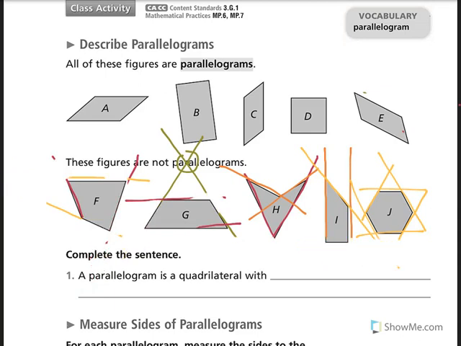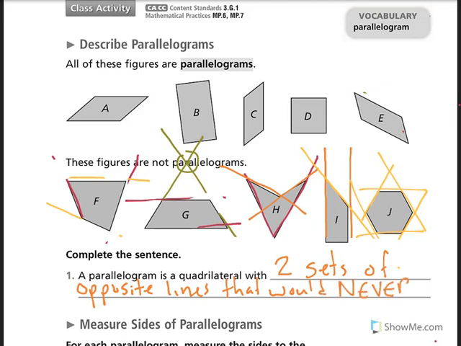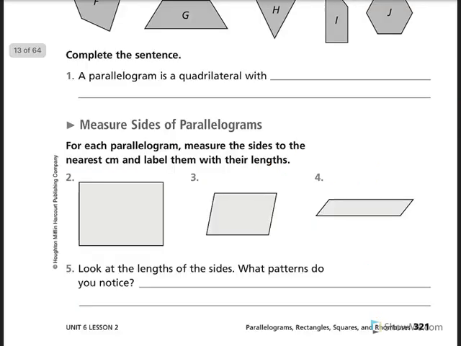Right there. A parallelogram is a quadrilateral with two sets of opposite lines that would never touch if they continued. All right, parallelograms. All right, now let's go on.